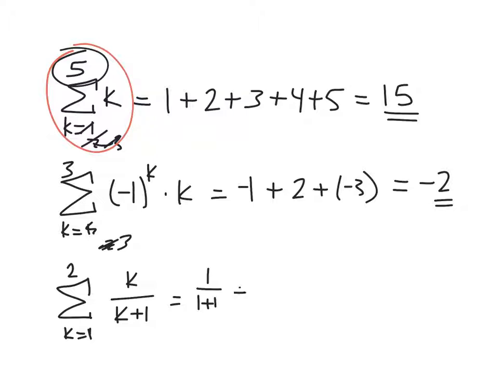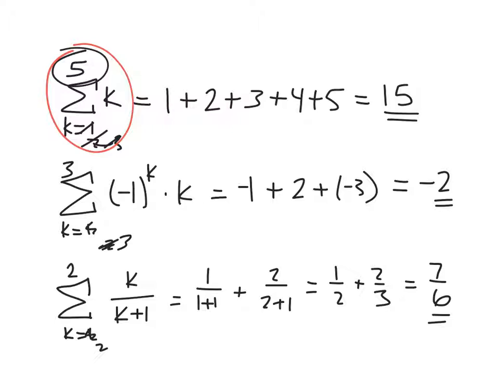And then the next time through, K is 2, which is the last value. That'd be 2 over 2 plus 1. And when we simplify this, that's 1 over 2 plus 2 over 3. Get a common denominator. That's going to be 3 over 6 plus 4 over 6, which is 7/6. And that would be the value of that sum.